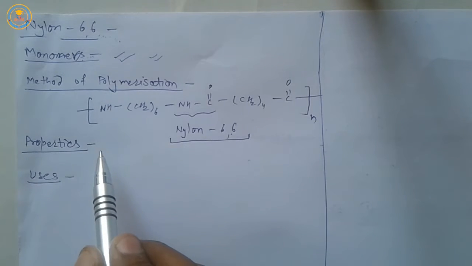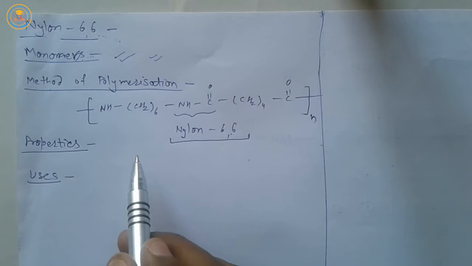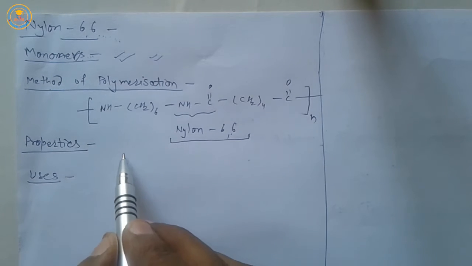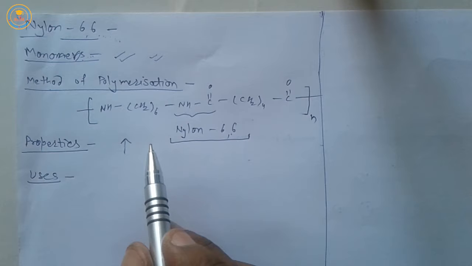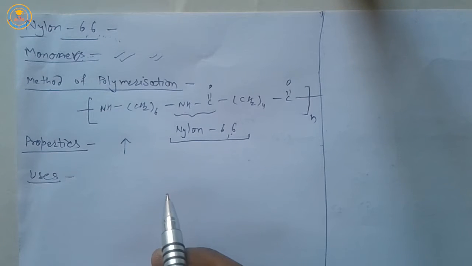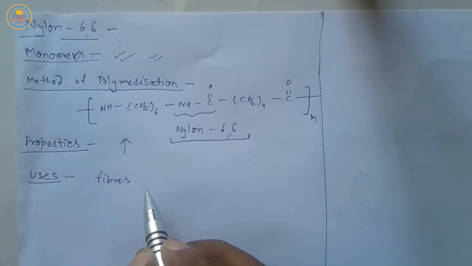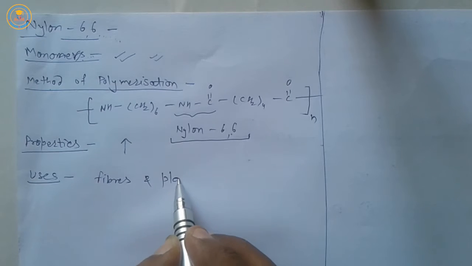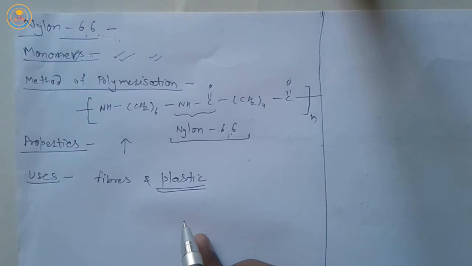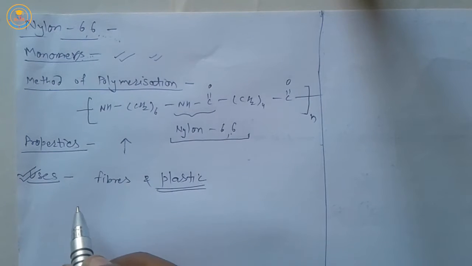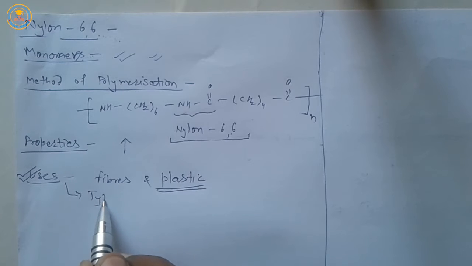Next point is properties of nylon 66. This is a polymer having high tensile strength and abrasion resistance. They are used both in fibers and plastic. Now next, usage of nylon 66. It is used for making tire cords, bushes, hairs, parachutes, etc.